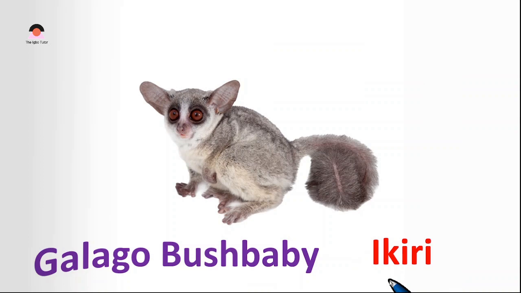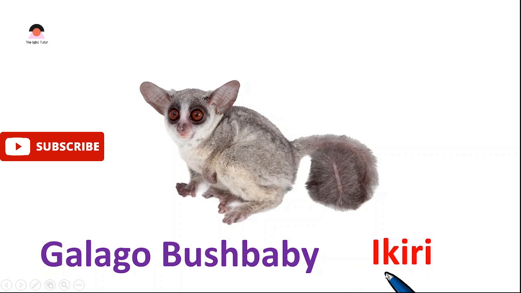Let's move on. The next we have is Galago Bush Baby. What is it in Igbo? We call it Ikiri. That is Galago Bush Baby.